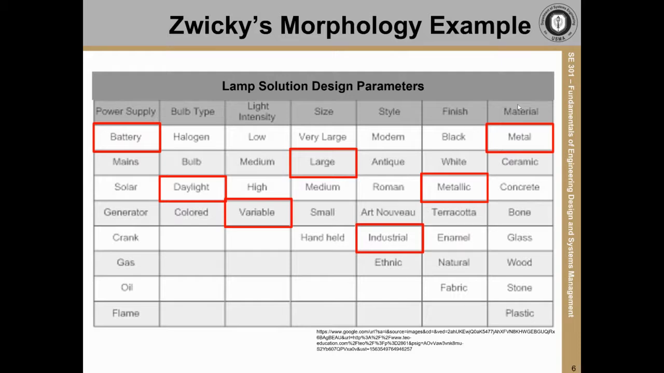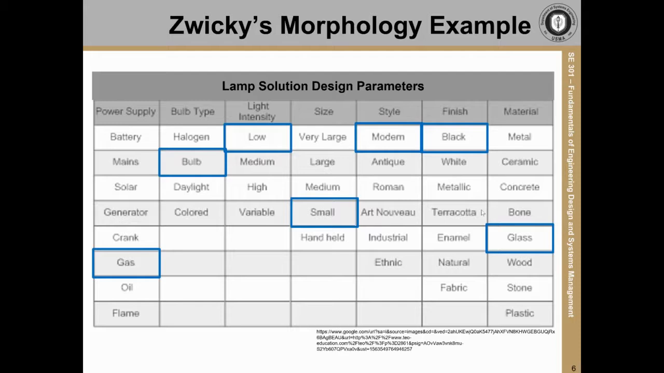So suppose you wanted to go for a kind of a standard IKEA style lamp design. You could have a power supply being battery, bulb types being just daylight bulbs, a variable light intensity. You have a large lamp, not a very large lamp, just a large lamp, industrial, with a metallic finish and made out of metal. There are certain things on here that wouldn't make sense. So you would probably not go for an industrial look with a terracotta finish. So when you go from column to column, you have to keep some level of consistency.